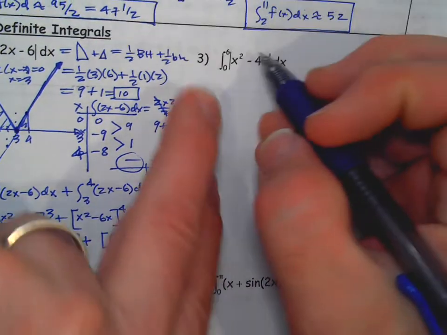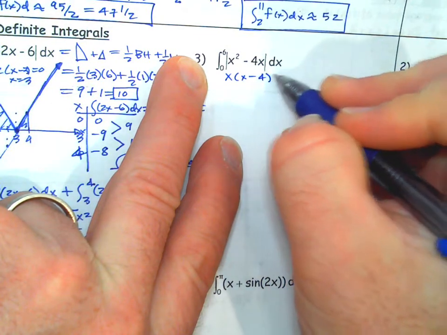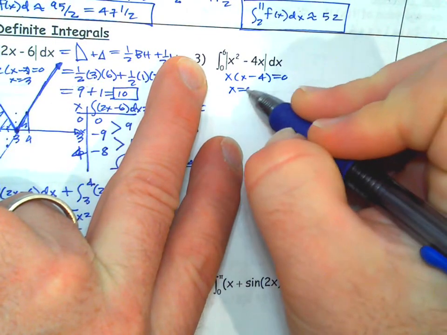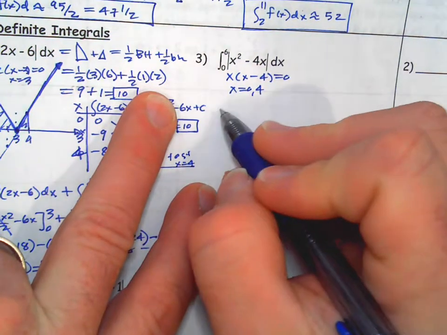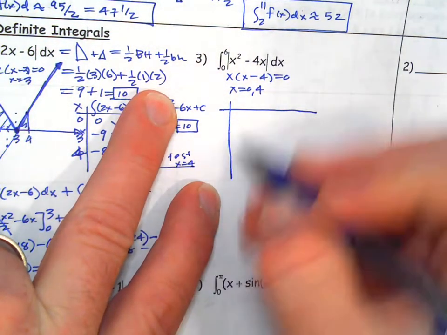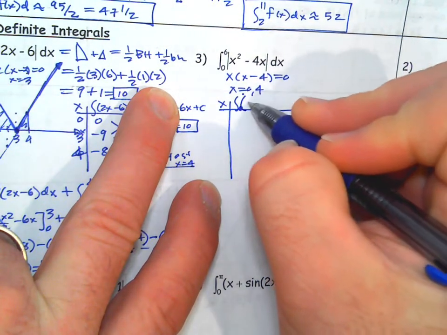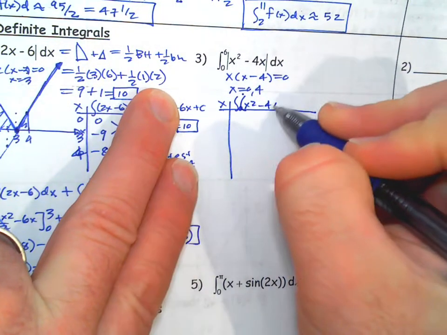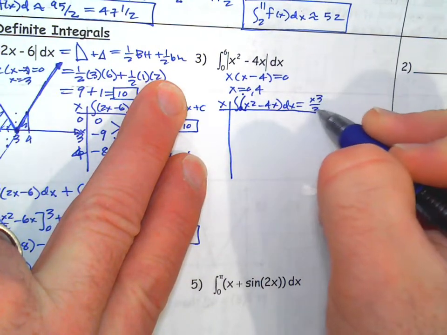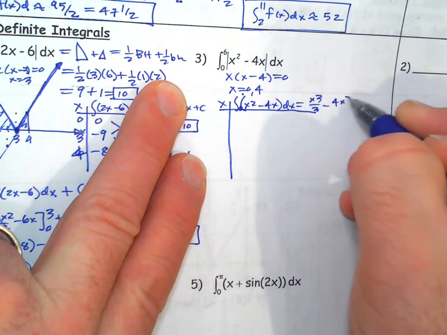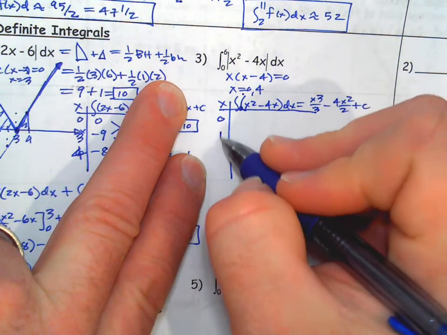Next one we cannot do using geometry because it's not linear. So we've got to find the zeros no matter what. Don't need the line check for the table approach unless the answers are hard to figure out. But we're going to integrate the function without the absolute values. So we're going to get x cubed over 3 minus 4x squared over 2 plus c. We're going to do 0, 4, and 6.